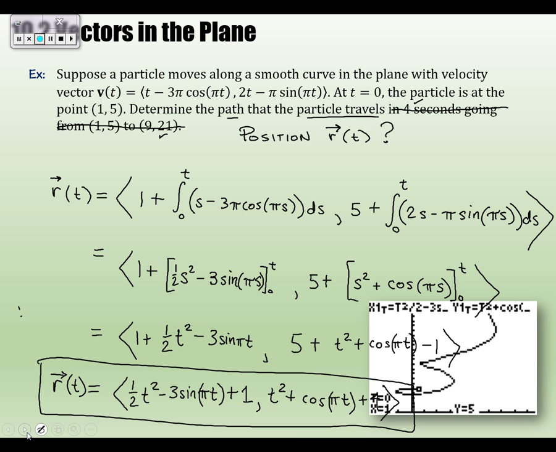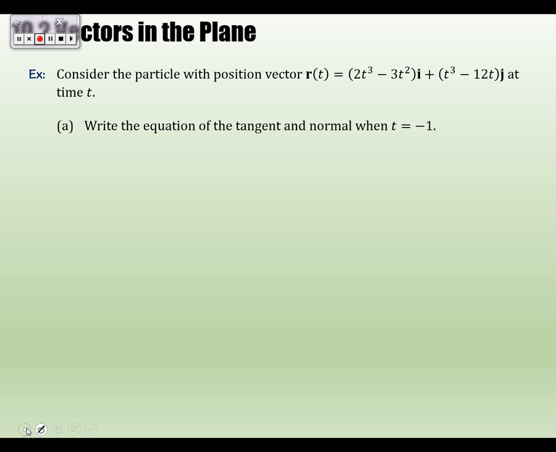There's the picture of that motion, by the way. I've covered it up now. But feel free to plot this on your calculator, with x1 and y1 of t, and you'll get that picture. Yay, it's some swooping thing. Cool. Okay.